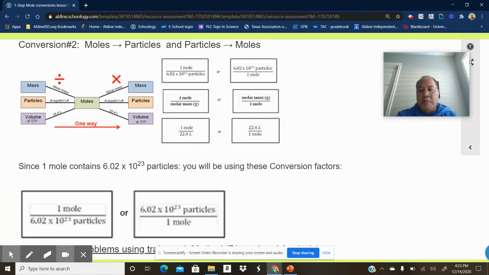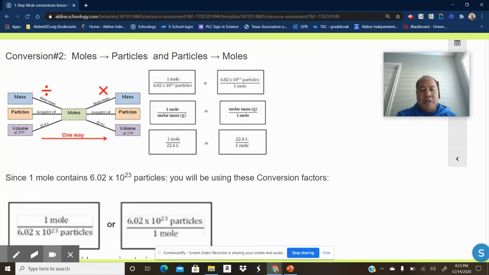So we know that 1 mole of anything contains 6.02 times 10 to the 23rd particles, 6.02 times 10 to the 23rd atoms, 6.02 times 10 to the 23rd molecules. Doesn't matter, whatever particle it is, it contains 6.02 times 10 to the 23rd. All right, as long as it's 1 mole.